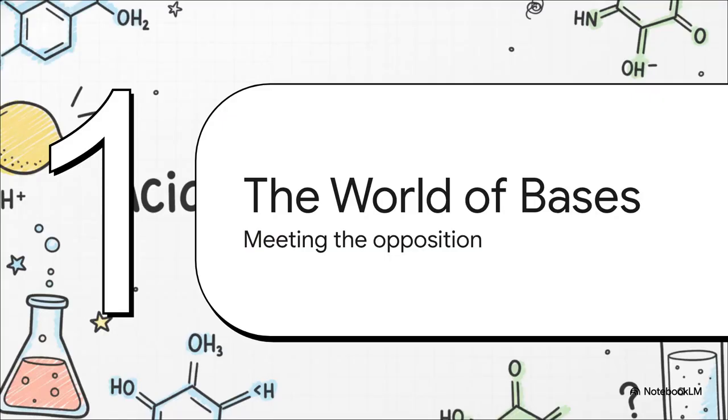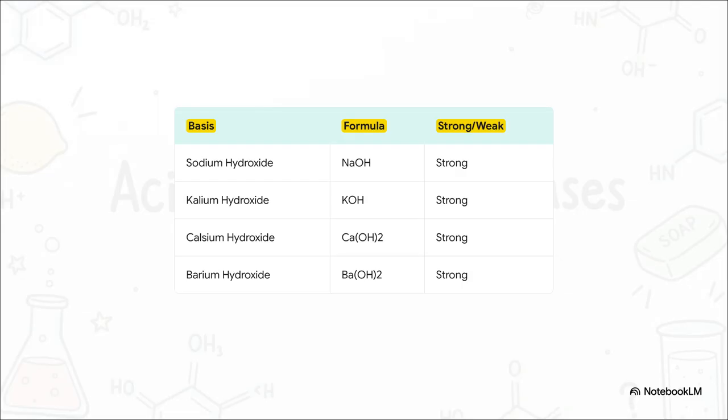Now, let's meet the chemical opposites of acids. Let's talk about the bases. Looking at this chart, a couple of things probably jump out at you. First, just look at those formulas. Almost all of them end in OH. That's a pretty big clue. And second, notice that every single one on this list is classified as strong.